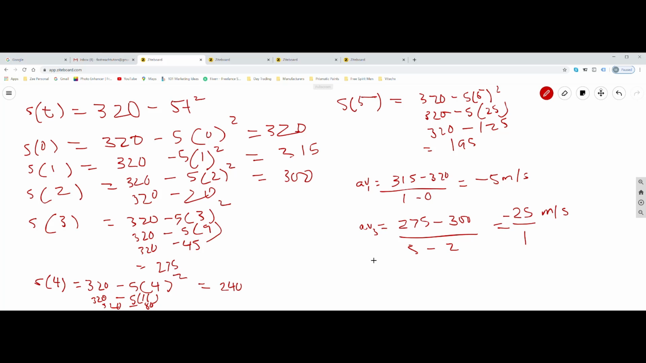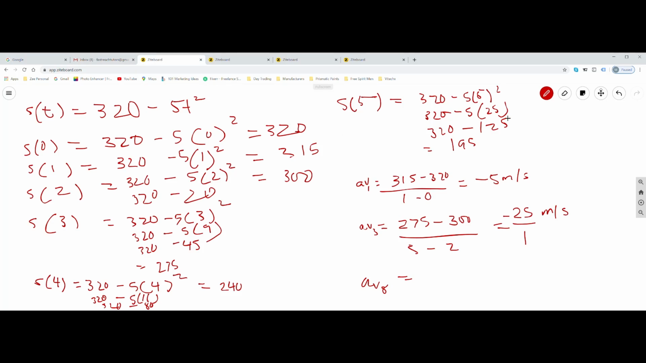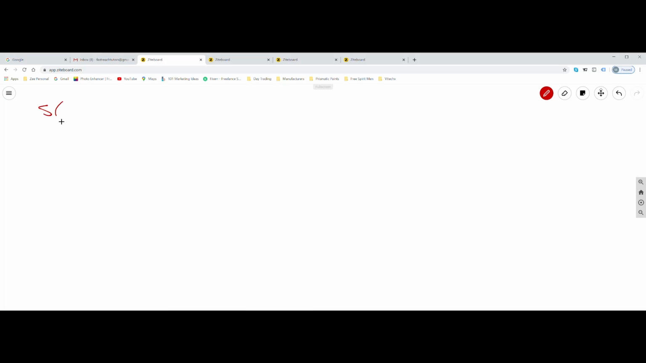And we should look at the average velocity at 8. So at 8, oh, is it asking for the 8th second? Oh, we have to continue. s(t) is 320 minus 5t squared. So let's find it for 7 and 8.